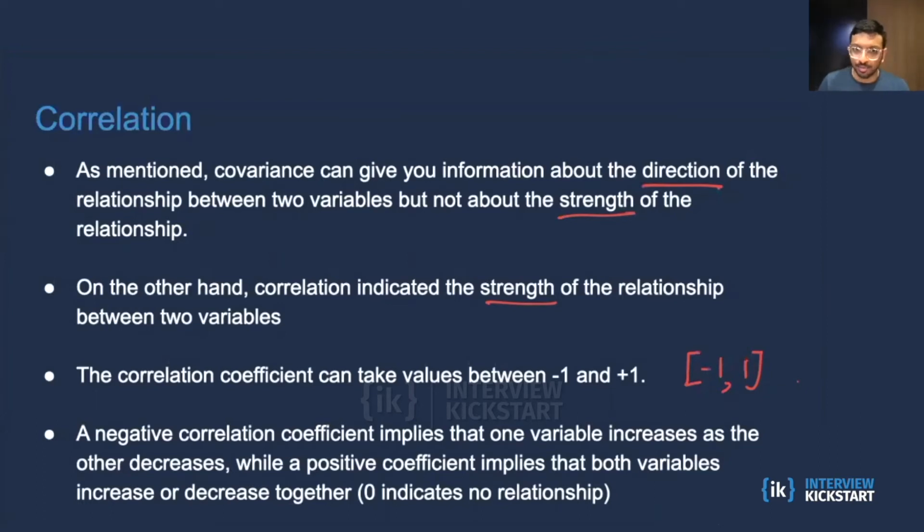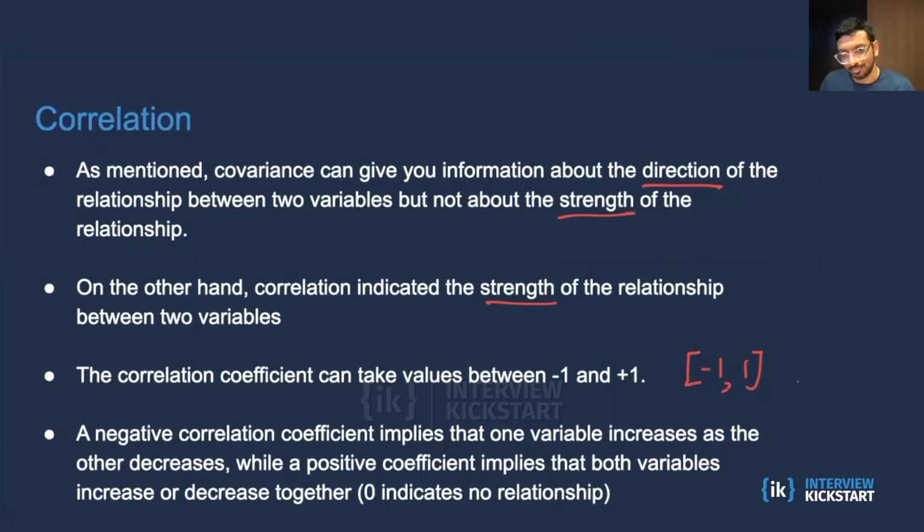A negative correlation coefficient implies that, similar to covariance, the variables move in opposite directions. A positive coefficient implies that both variables move in the same direction, that is, they either increase together or they decrease together. And the other thing about the correlation coefficient is that if it is 1 or -1, that implies a perfect linear relationship between two variables.